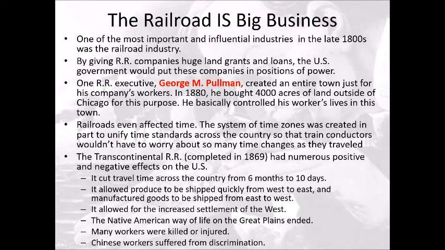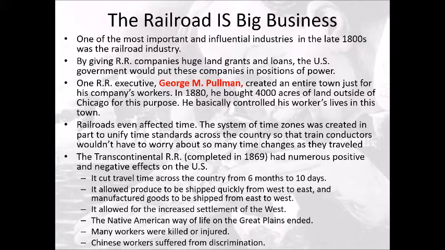But perhaps the greatest achievement of the railroad industry, at least in U.S. history, was the Transcontinental Railroad. It was completed in 1869 and had numerous positive but also negative effects on the U.S. It cut travel time across the country from 6 months to 10 days. It allowed produce to be shipped quickly from west to east.